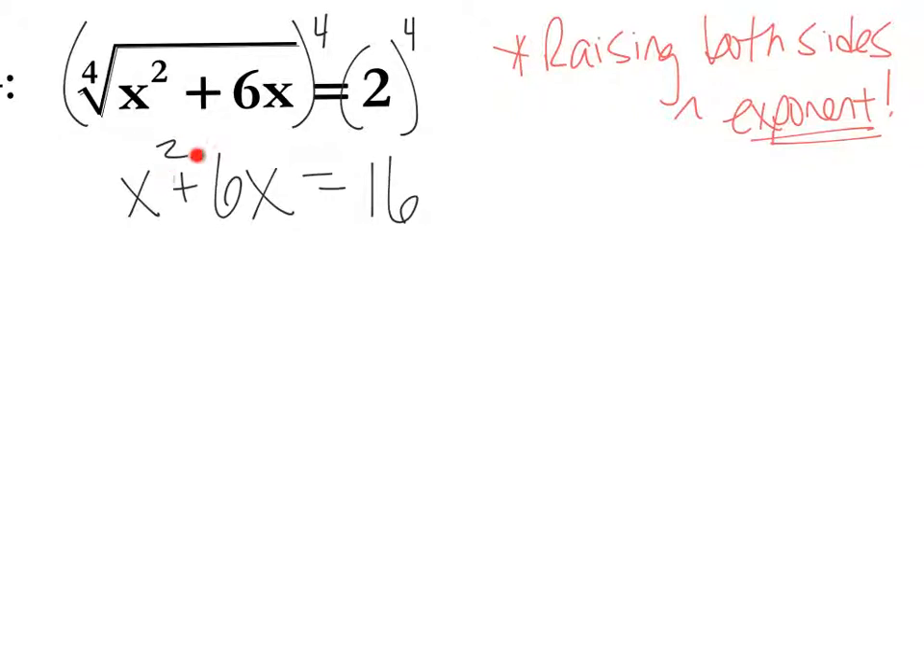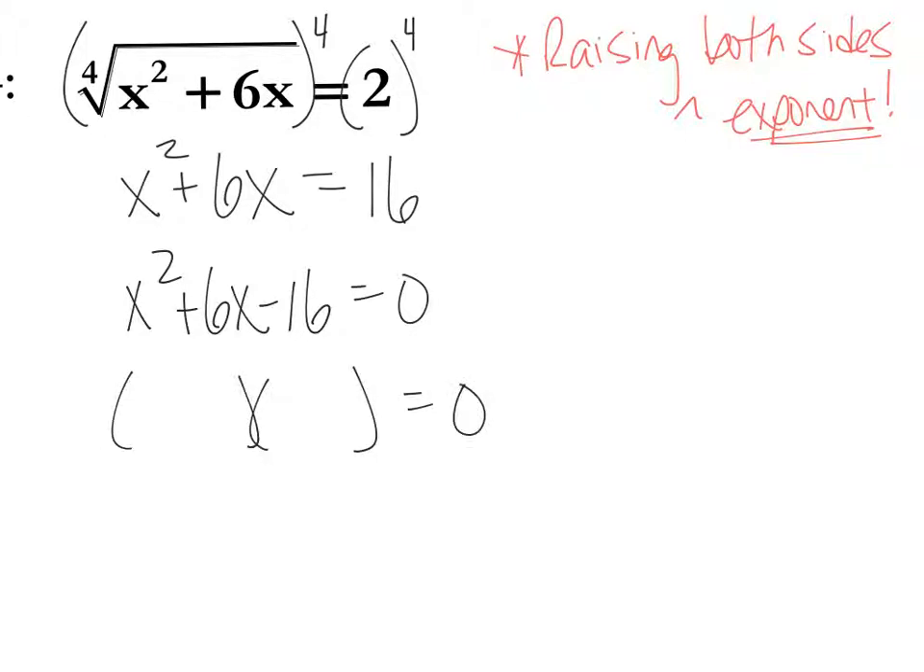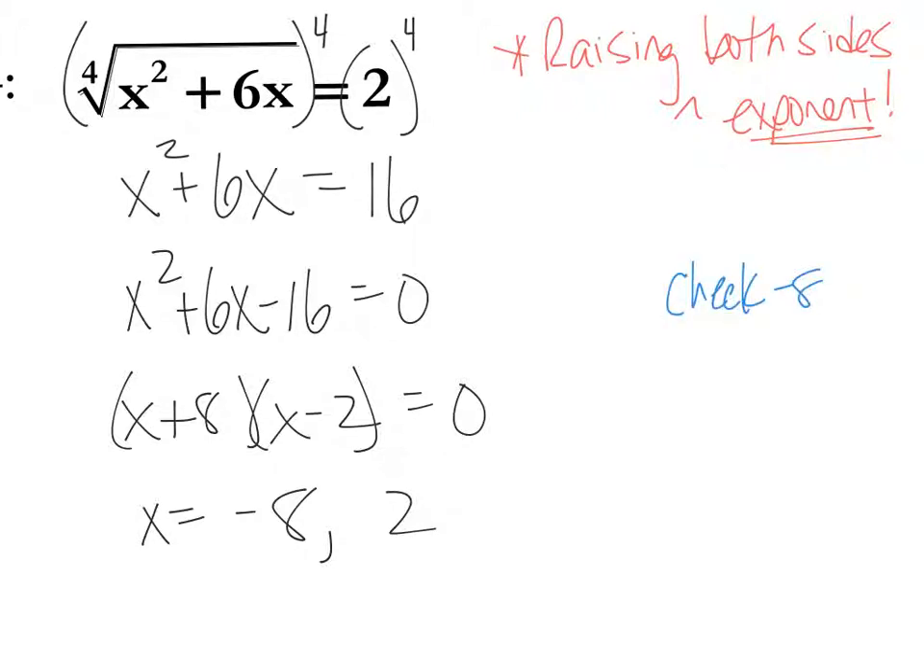And again, we have another quadratic, so what we have to do is set this equal to 0. So I'm going to minus the 16 over, factor it. Factoring is pretty easy, which is nice for this one. Positive 8 and negative 2, that gives me 2 answers. Okay, so what I'm going to do here is first I'm going to check the negative 8. These are a little bit easier to check, so I can actually show this work for you guys.